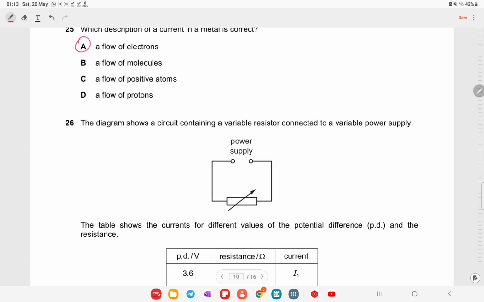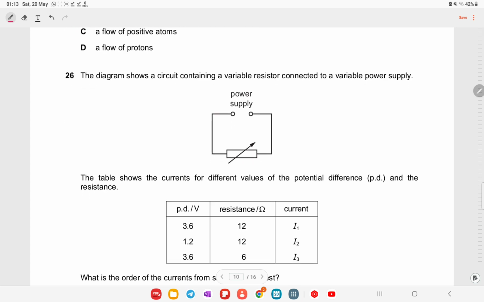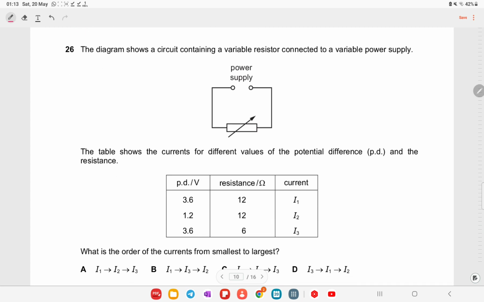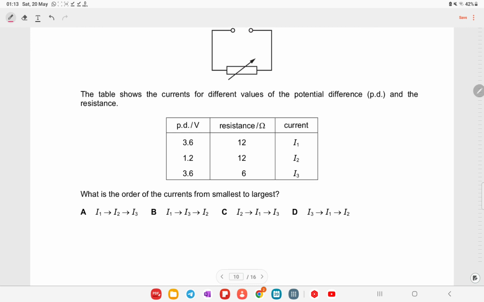The diagram shows a circuit containing a variable resistor connected to a variable power supply. The table shows the current for different values of the potential difference and the resistance. So the potential difference is 3.6, 1.2, and 3.6. Resistance is this, and the currents are I1, I2, and I3. What is the order of current from smallest to largest? Smallest to largest. So now you see the thing, we have a formula V equals IR. So V divided by R equals I.